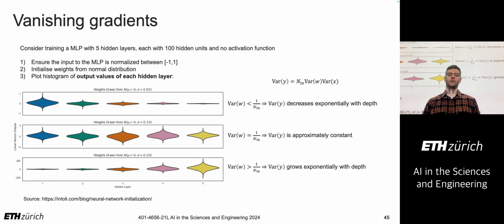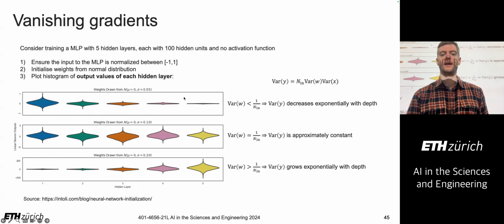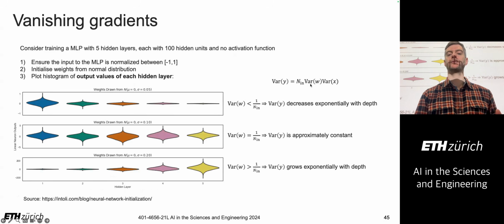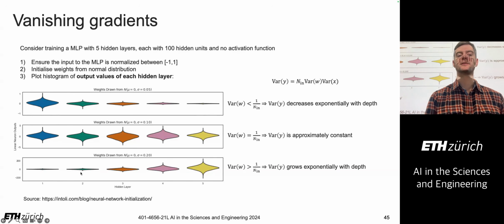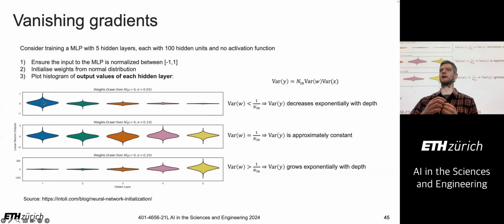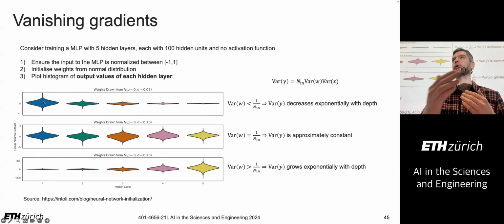So what I'm going to show here is how the choice of the variance of the weights, so how you initialize the weights, really affects how the variance of y evolves through the network, so how the output values vary. What is plotted here is the outputs of each layer of just a fully connected network. This is a network that has five layers, and this distribution is showing you the range of values that each layer outputs basically.